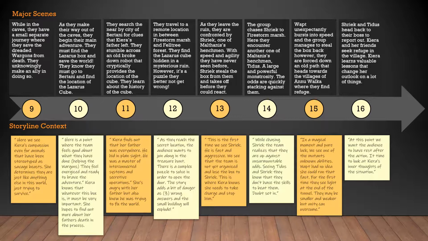In this scene, Kiara finds out that her father was everywhere. He hid in plain sight. He was a master of interconnection of systems and secretive operations. She was angry with her father, but also knew that he was trying to fix the world.